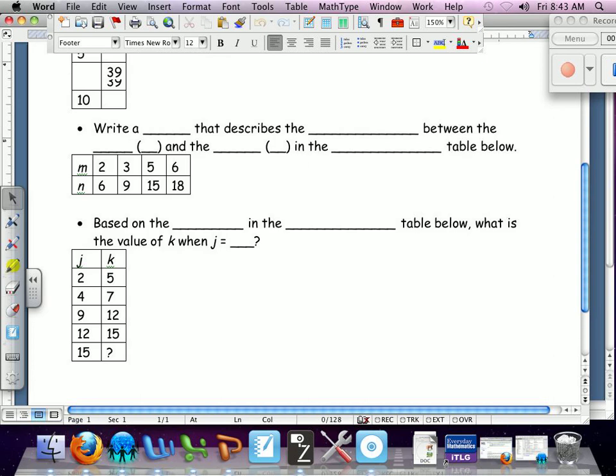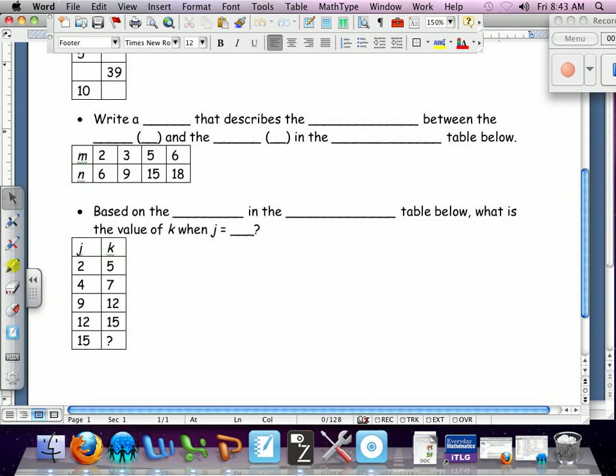Another type of task that they might give us is write a rule or write a function.